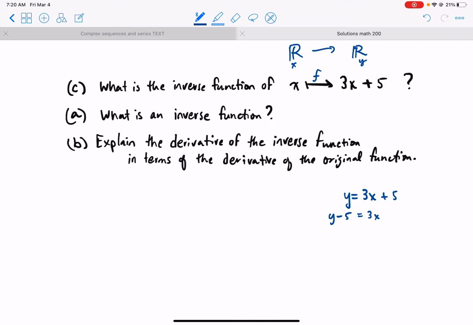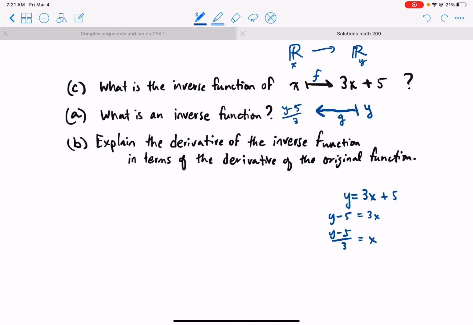To undo it, I just subtracted 5 and divided by 3. And so actually there's another function that takes y, and let's call this function little g, and sends it to (y minus 5) over 3. I could call this input x as well, but I really have two spaces here, so it's actually helpful to give them different names.